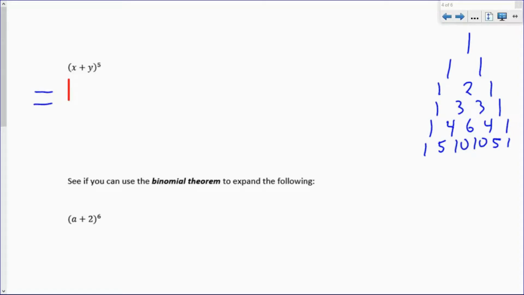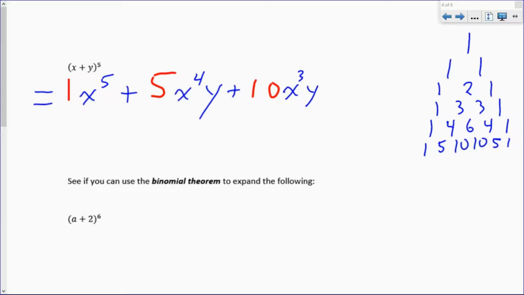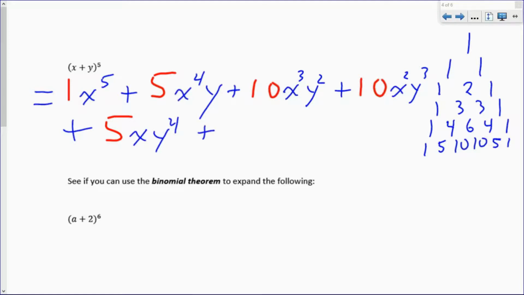So our first coefficient is going to be a 1, and it's going to be x to the power of 5. We don't normally write the 1 down, but in this case we will. Our second coefficient will be 5, and it'll be x to the power of 4 times y. Our next one will be a 10, x to the power of 3, y squared. So the x's are counting down and the y's are counting up. Another 10, but this one is x squared y cubed. After the 10, we have another 5. In this case, we're now down to x, y to the power of 4. And then our last one, of course, is y to the power of 5.